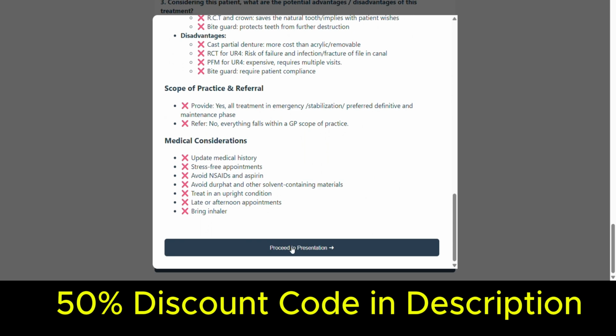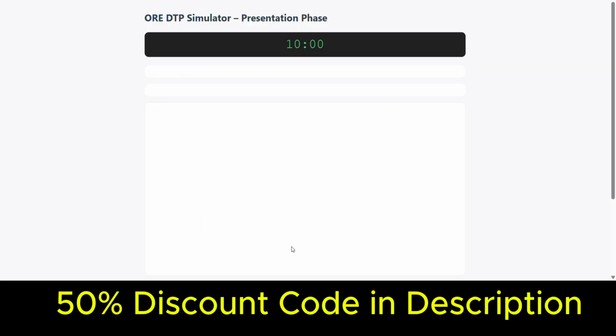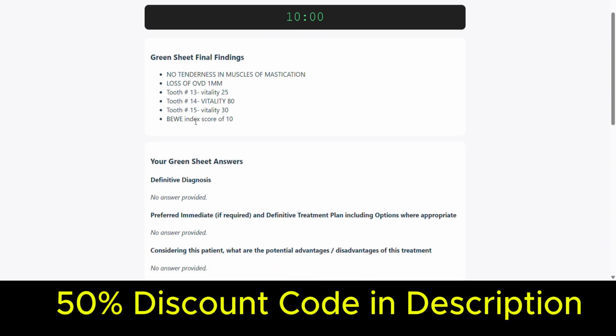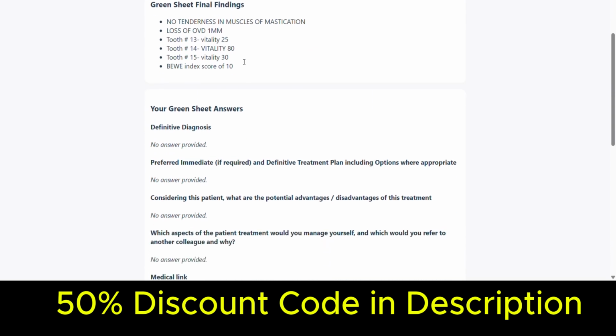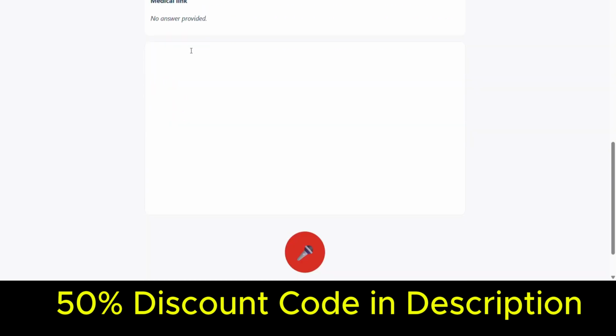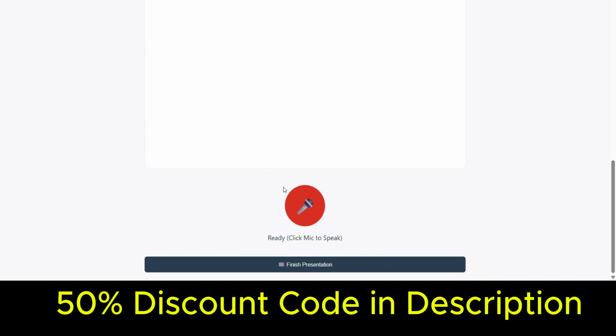But what you do now is proceed to presentation, which is the final phase of the DTP. In this phase, you get all of the findings. So you get the green sheet findings, and then you get also all the answers that you wrote except the yellow sheets. Okay, so in the exam, you're going to keep your green sheets with you, and they're going to take away your yellow sheets, and this is exactly what we did in the DTPs. And just like the history taking in the presentation, you press the big red mic button and you start speaking.